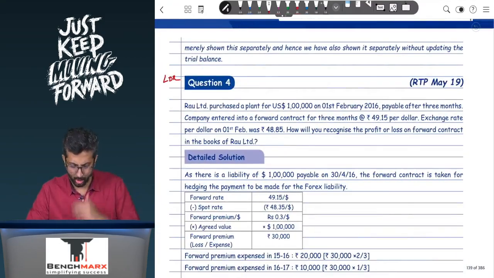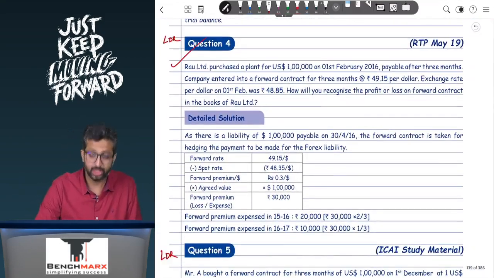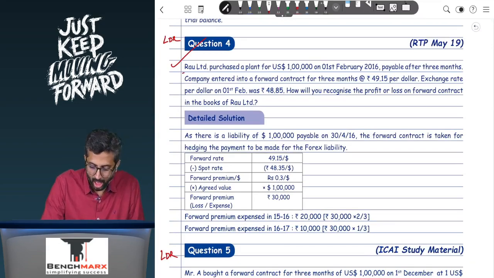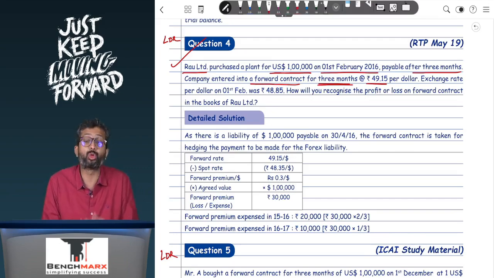Okay. Then you go to question number 4. This is on forward. Rao Limited purchased a plant for $1 lakh on 1st February 16, payable after 3 months. So it must be payable by 30th April 2016. The company entered into a forward contract for 3 months at the rate of 49.15 per dollar. Now, this must be the forward contract to protect against this payment, and hence this is for hedging.